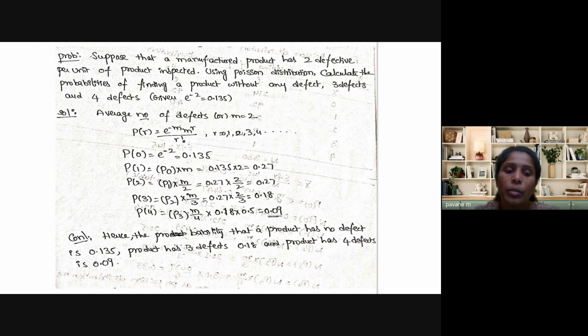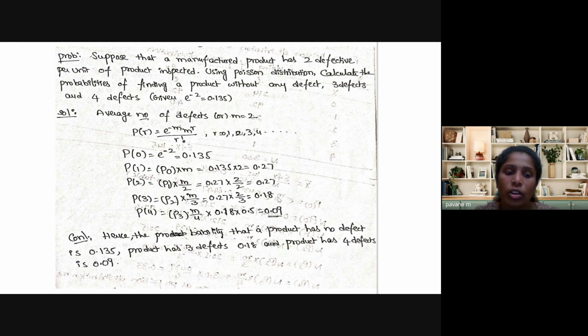Okay, and suppose P of 1 means you can expect one defect on each product. So here r is equal to 1. That means e power minus 2 into 2 power 1 by 1 factorial. That is the formula, but we already have P of 0, which is e power minus m. So e power minus 2 is common for every formula. So P of 0 into m: 0.135 into 2, so 0.27.